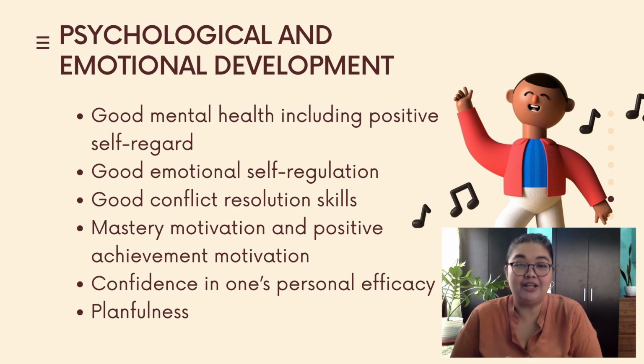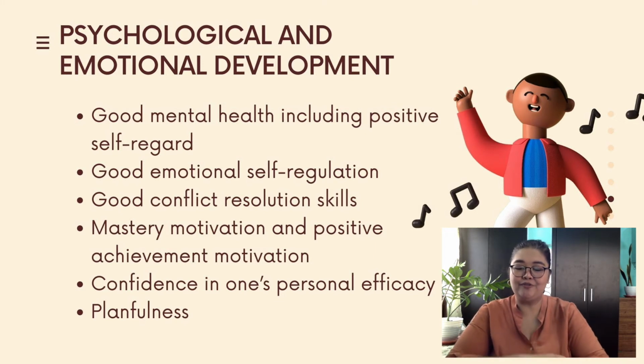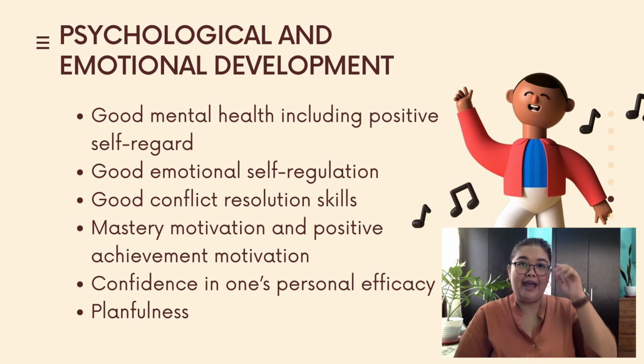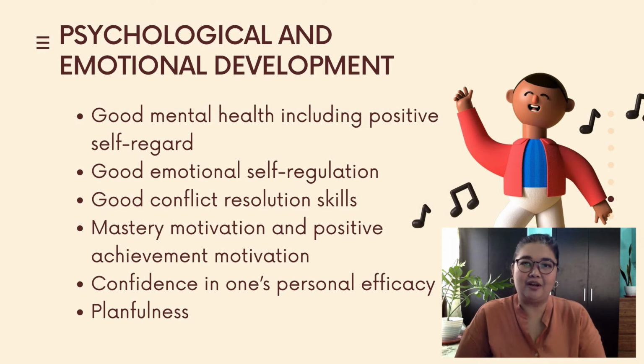Now, we go to the second personal asset. It's the psychological and emotional development. So the first one is, of course, good mental health, including positive self-regard. And when we talk about positive self-regard, it's how much you like yourself, how much you love yourself. And having a good mental health is you being compassionate towards yourself. Okay. The second one is good emotional self-regulation and coping skills.